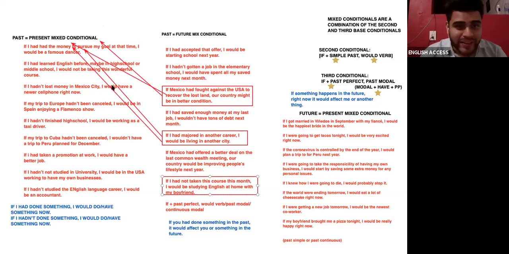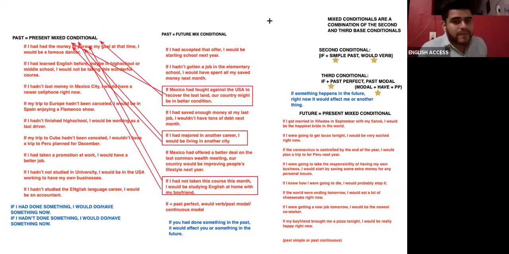Okay? So again, this sentence makes sense. It makes sense, but it's not what I am asking for. If you say these sentences with arrows to somebody, they're correct sentences and they will understand. It makes sense. "Si no hubiera tomado este curso este mes, estuviera estudiando inglés en mi casa con mi novio." It's good. But it's past present. All right.